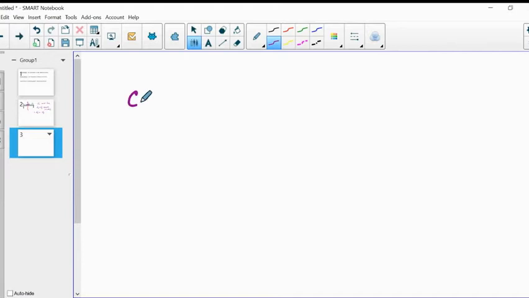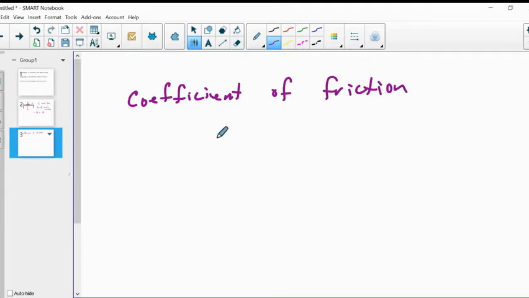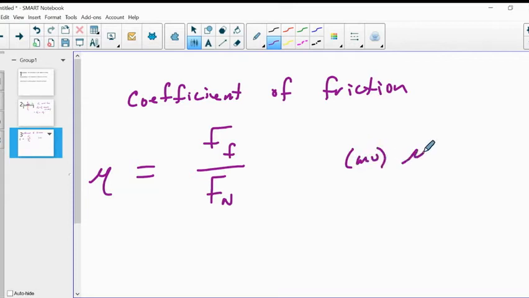Next is what we call the coefficient of friction. Basically, this is a ratio where we are comparing the amount of friction to the normal force. And when you compare those two numbers, you end up with this symbol mu. So mu is the coefficient of friction.